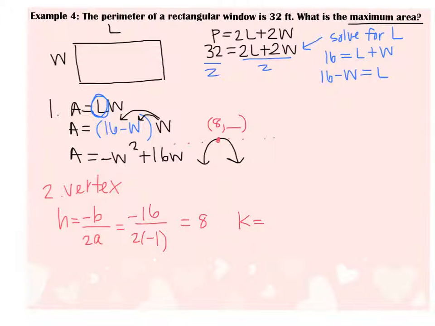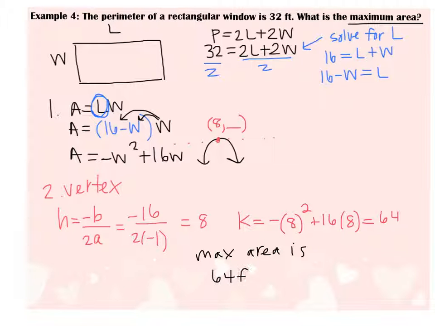So to get our k, we go back to our area formula and plug in this 8 for your w's. So that's going to be negative 8 squared plus 16 times 8. And in that case, we'll get 64. So in this problem, the max area is 64 feet squared.